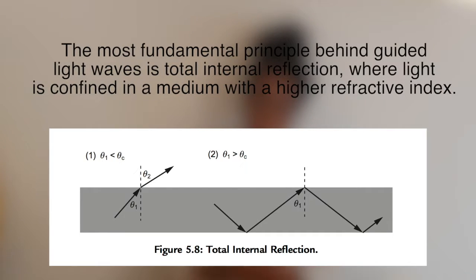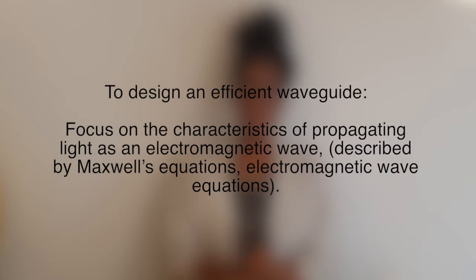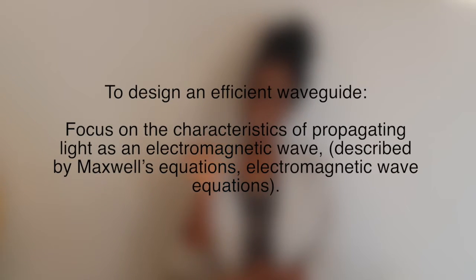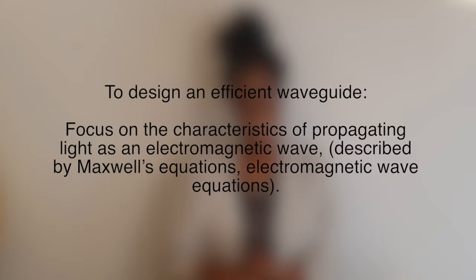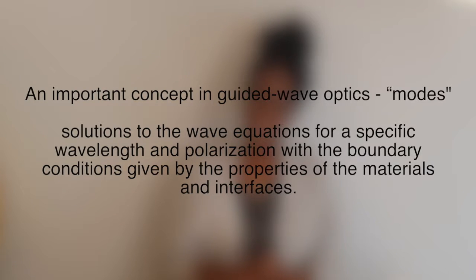So, the most fundamental principle behind guided light waves is total internal reflection, where light is confined in a medium with a high refractive index. To design the most efficient waveguide, we need to focus on different characteristics of the propagating light, such as the electromagnetic wave, which is described by Maxwell's equations, as well as the electromagnetic wave equation. Another thing we should keep in mind is the important concept behind guided wave optics, and those are modes. These modes are solutions, actually eigensolutions, to the wave equations for specific wavelengths and polarization with the boundary conditions given by the properties of the materials and interfaces.